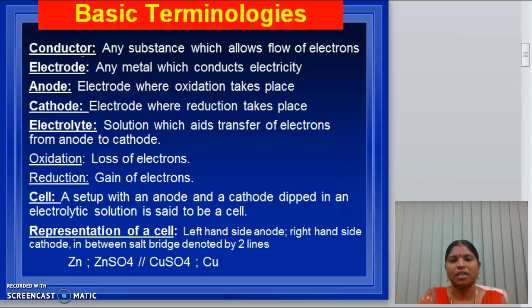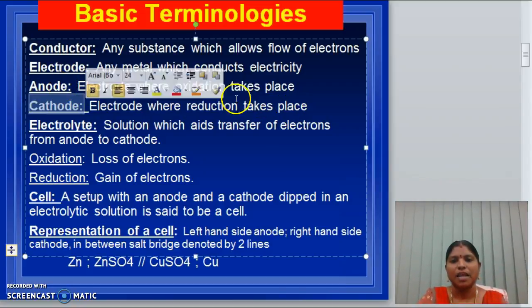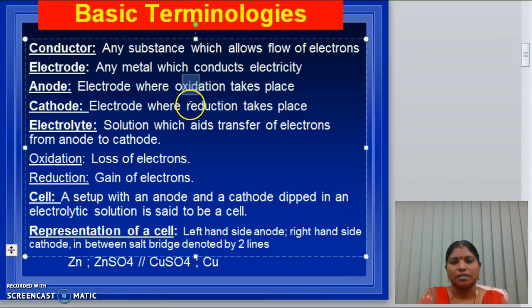That is conductor. What is a conductor? Any substance which allows flow of electrons. So any substance or material which allows the flow of electricity is said to be a good conductor. Electrode. Electrode is any metal which conducts electricity. Based upon the chemical reaction, it is classified into anode and cathode. Anode is the electrode where oxidation takes place, and cathode is the electrode where reduction takes place. Oxidation is loss of electrons, and reduction is gain of electrons.